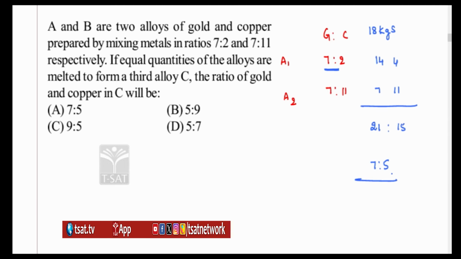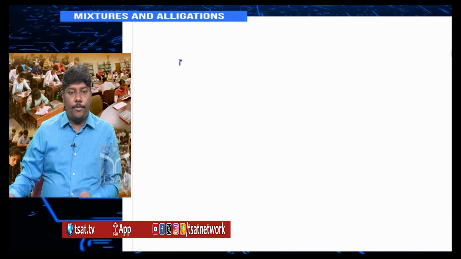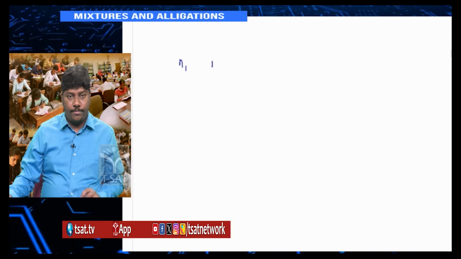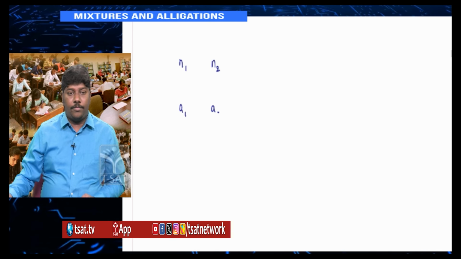You can use the formula (N1A1 + N2A2) / (N1 + N2). When they say equal quantities, you can also take it by using values. Values will only work when they say equal quantities. If they ask you to mix them in the ratio 1:2, then this won't work. And one more thing, you just remember about this formula: N1, N2, A1, A2, capital A.